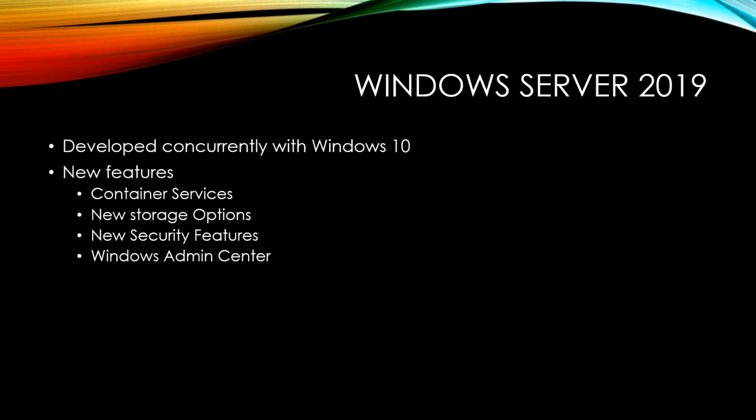Now that we've talked about generally what an operating system is and what it does, let's focus on some specific operating systems. The first one we're going to talk about is Windows Server 2019. This operating system went live in 2018 and was developed concurrently with Windows 10. It has a couple new features that weren't included in the previous version, such as container services. It also has new storage options such as Storage Spaces Direct and Storage Replica.